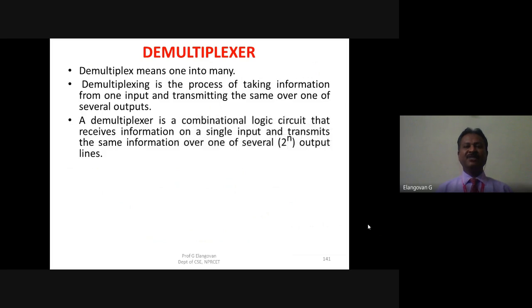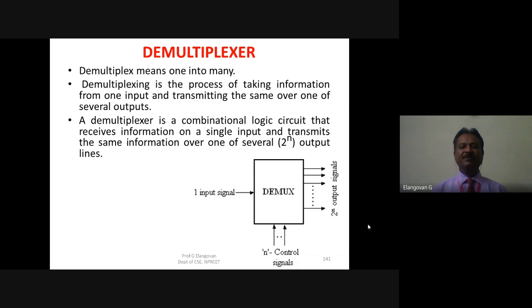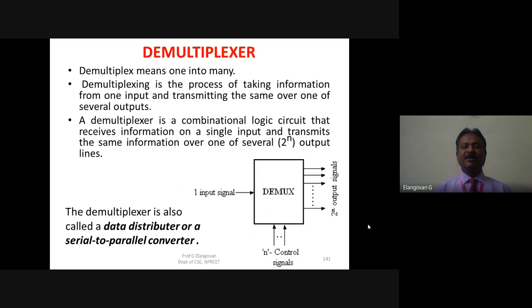To select which output is to be active, we have select signals. If there are n select signals, we can have a maximum of 2 power n outputs. This is the circuit symbol. Only one input is given to the demultiplexer, and there are n control or select signals to select which output is going to be active, so 2 power n output signals are possible. The demultiplexer is sometimes referred to as a data distributor, or a serial to parallel converter.